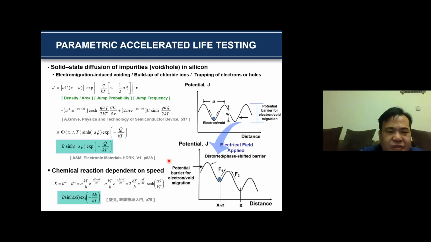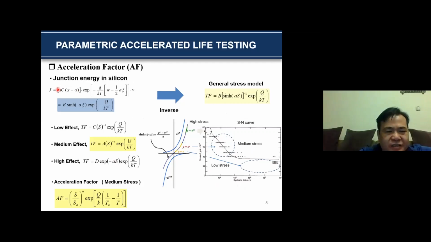This slide shows solid-state diffusion and impurities in silicon. It takes place as the following process: electromigration-induced voiding, and buildup of chloride ions, transported by electric field and holes. If I apply the electric field, the barrier will be distorted and shifted, and the junction function will be described as a function of the electric field and the temperature. This is the junction function in silicon. If I take the inverse, we can find the general stress model.